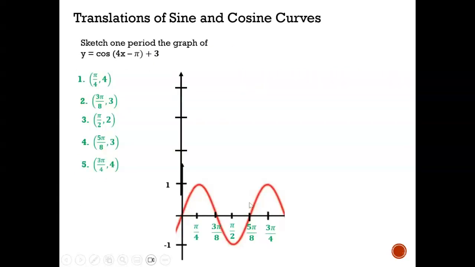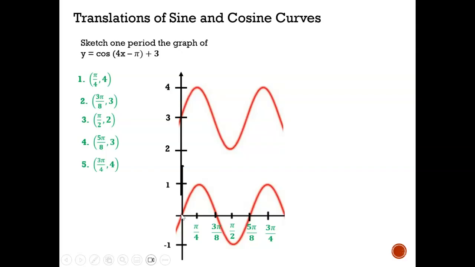Okay. Now on the next slide, guys, I graphed the previous one, which was y equals cosine of 4x minus pi. This is my graph here. Now the 3 means, guys, that this graph is just going to move. Everything's going to go up 3. You see, guys, so we have 2, 3, and 4. So everything went up 3.